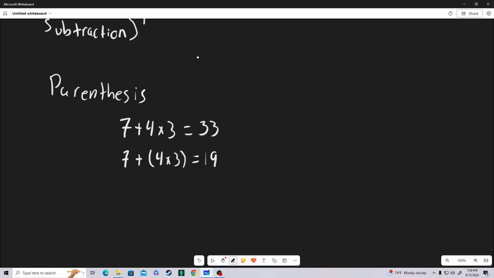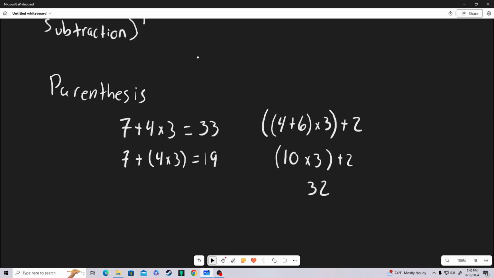Easy. If we have two sets of parentheses, say we have 4 plus 6 in parentheses times 3 and a bigger set of parentheses, or brackets, either way, plus 2. We're going to evaluate the inside parentheses first. So 4 plus 6 is 10. This becomes 10 times 3 plus 2. 10 times 3 is 30, plus 2 is 32.